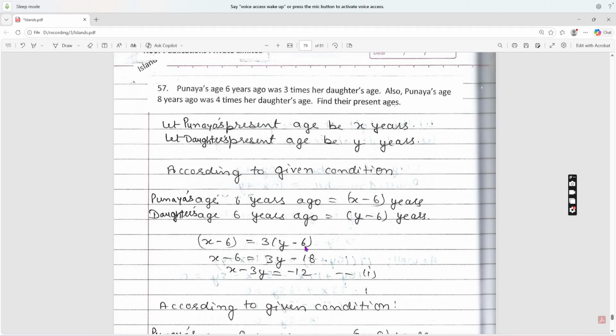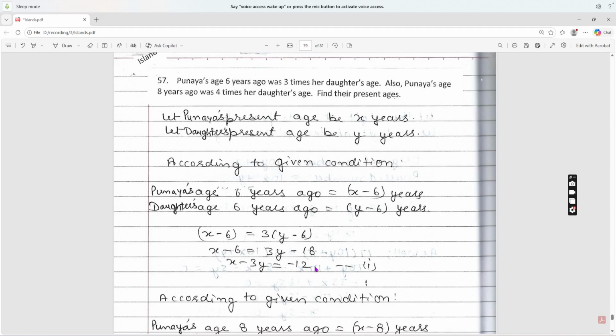Now we just have to open the bracket and put everything on the LHS except the constant terms. So x minus 6 is equal to 3y minus 18. So x minus 3y is equal to minus 18 plus 6, and minus 18 plus 6 is equal to minus 12. So this is equation 1.